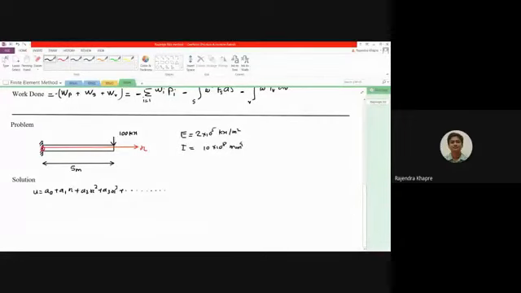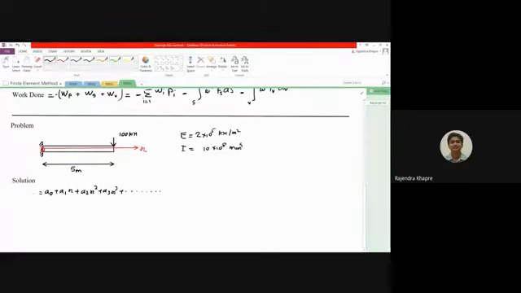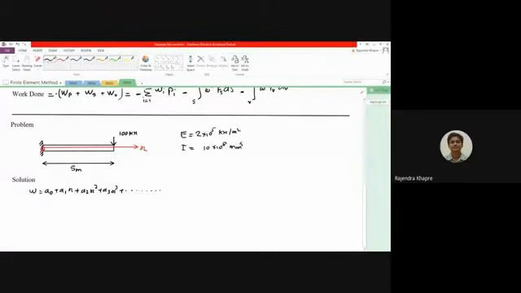Depending on the type of the problem, we have to assume this. But now since we are dealing with a beam, this u will be replaced by w, because w is the deformation in the transverse direction. This is the main change over here.